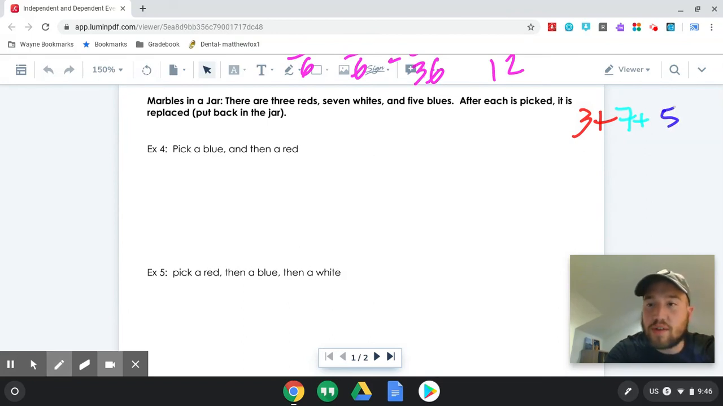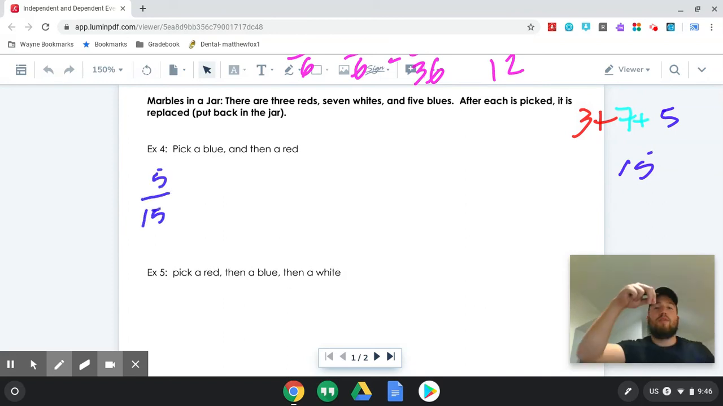3 plus 7 plus 5, add that all up, and we have 15 total marbles. Okay, so the chances of getting a blue one, there are 5 blue ones, and there are 15 total. So I pull that marble out, 5 out of 15 chance I'll get a blue. Now it says, after each pick, we replace it and put it back in the jar.